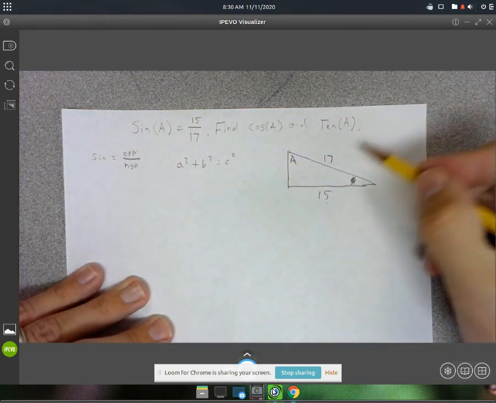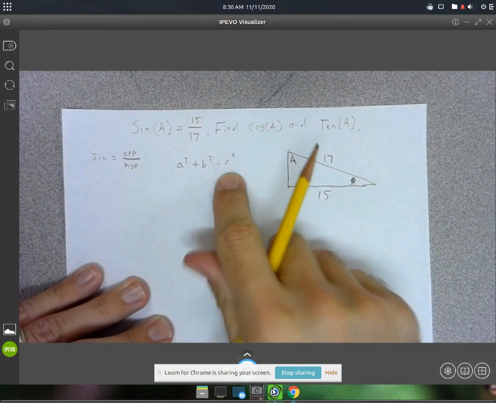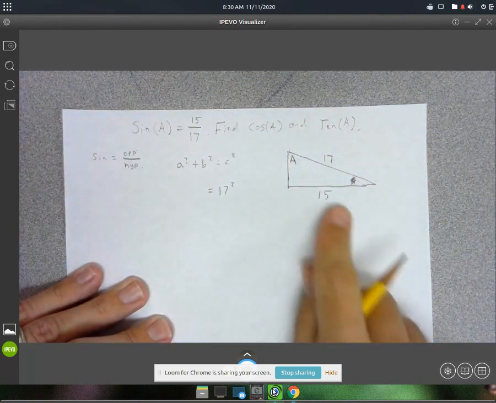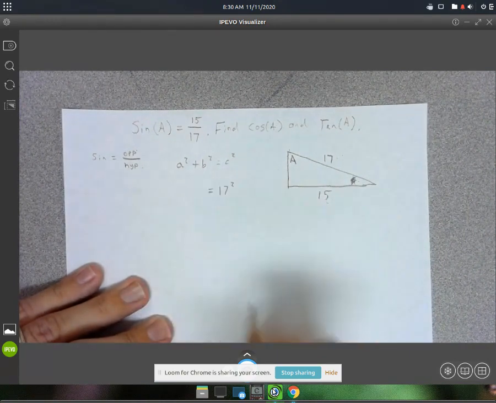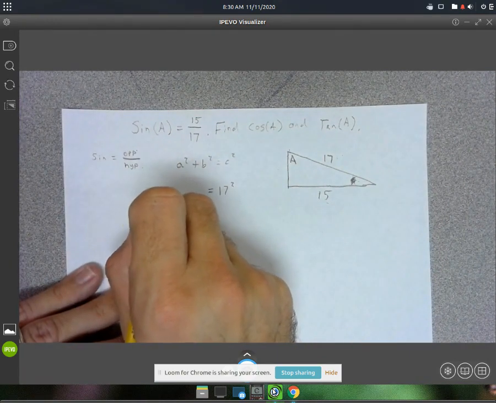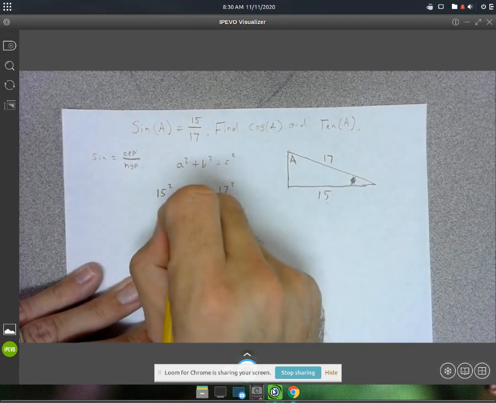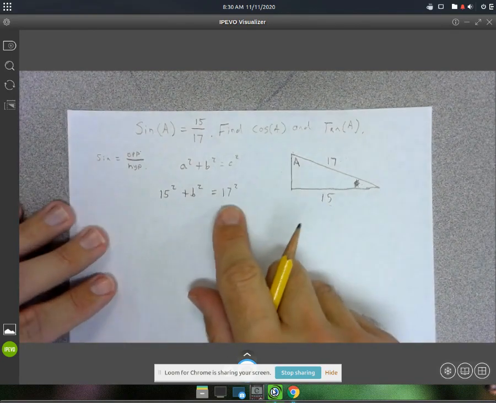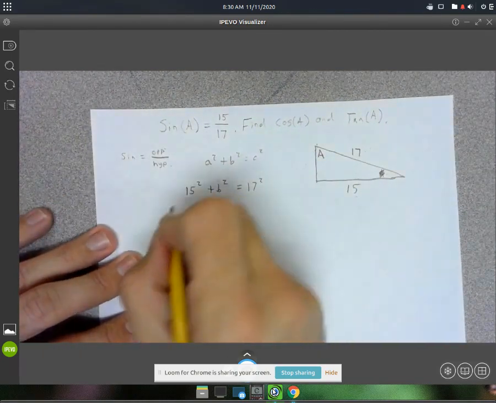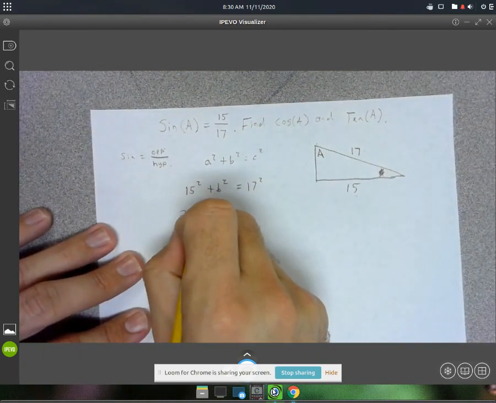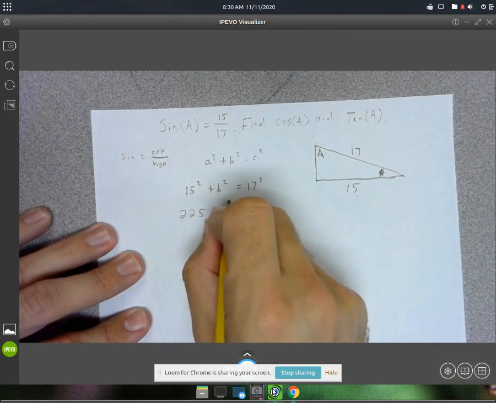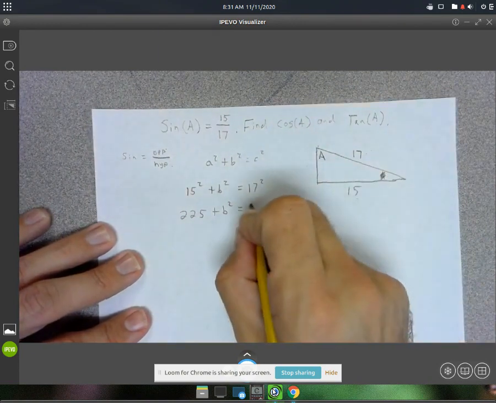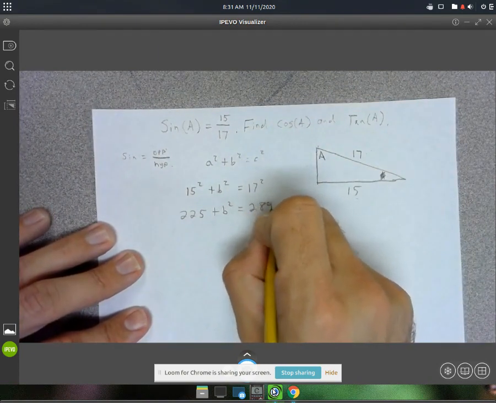So a squared plus b squared equals c squared. Now in this one, we have the hypotenuse, so that's going to be our c. So we're going to have 17 squared, and you can let 15 be the a or the b, it doesn't matter. 15 squared plus b squared. 15 squared is 225 plus b squared. And 17 squared, I believe it's 289.